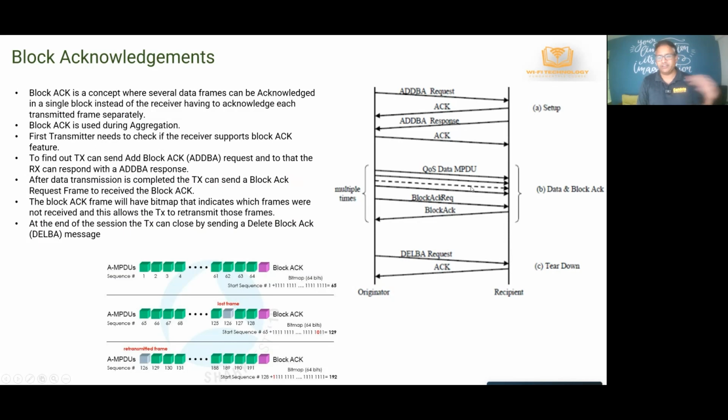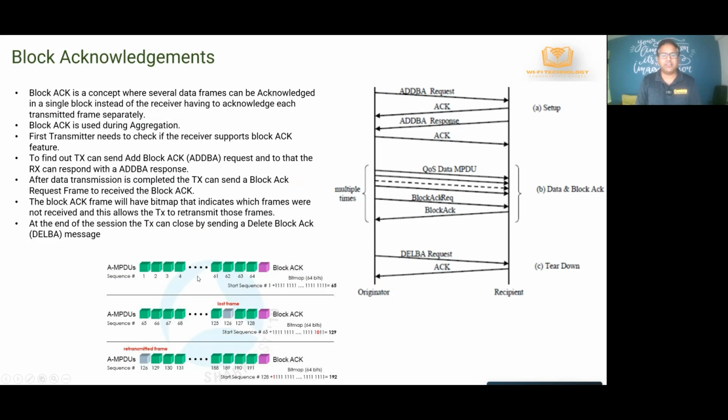It will start sending QoS data frame, data frame, data frame, data frame. And after it sends a bunch of data frames, it asks for the block ACK request. The transmitter will say, okay, I sent like 50 frames now, so can you send me an acknowledgement? It sends a block ACK request, and the receiver will send a block acknowledgement, and this is what you see inside the block acknowledgement.